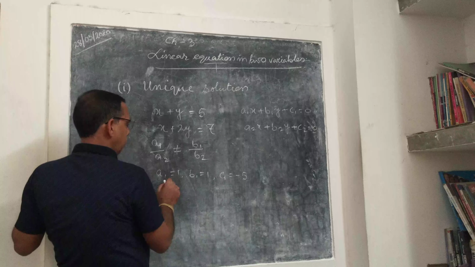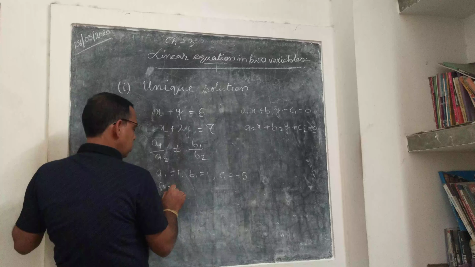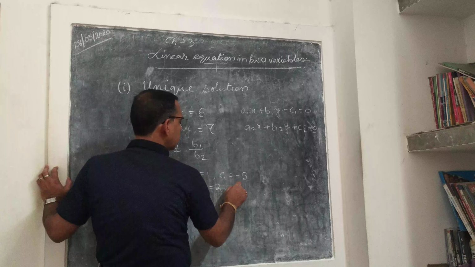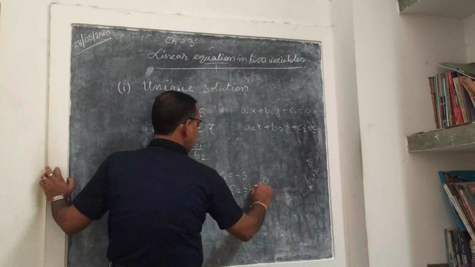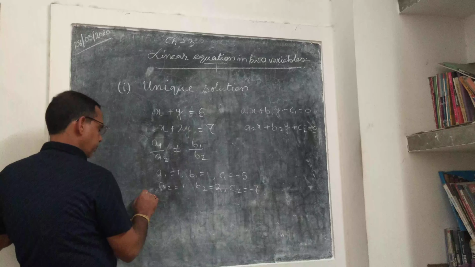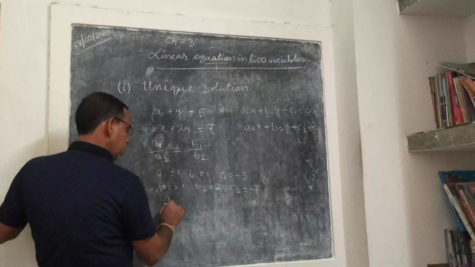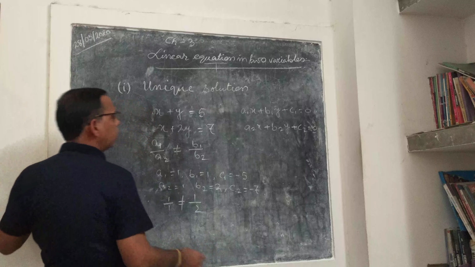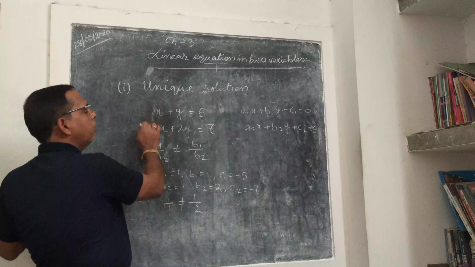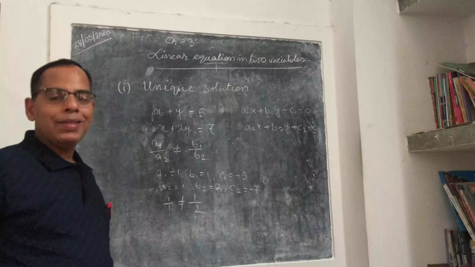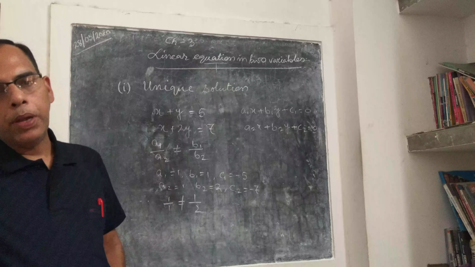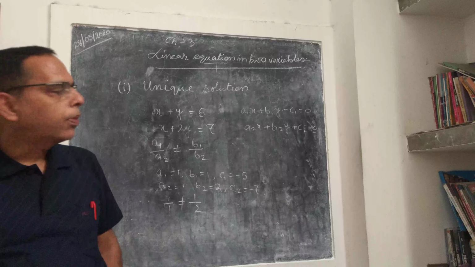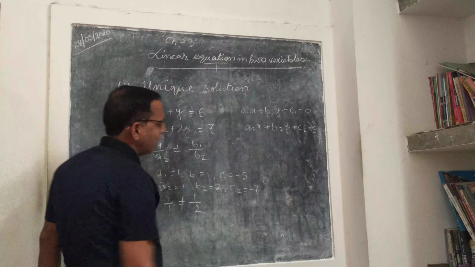Then let's see, a2 is how much? a2 = 1, b2 = 2, and c2 = -7. Therefore 1/1 is not equal to 1/2. So the given pair of equations has a unique solution. Did you understand? Now let's proceed to the next one.